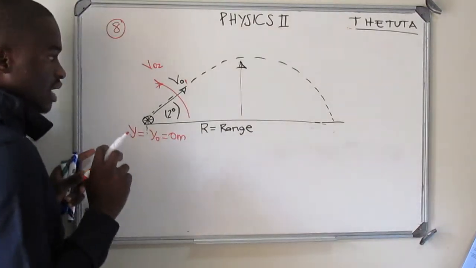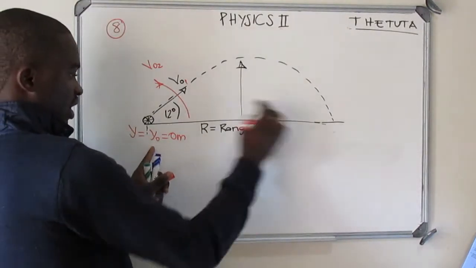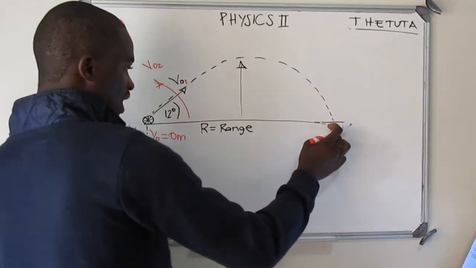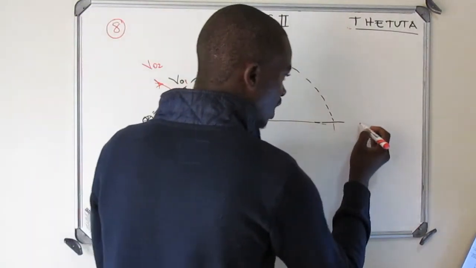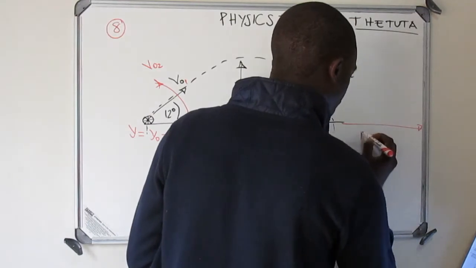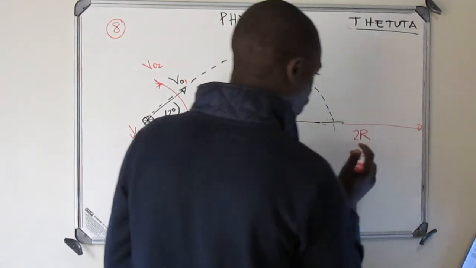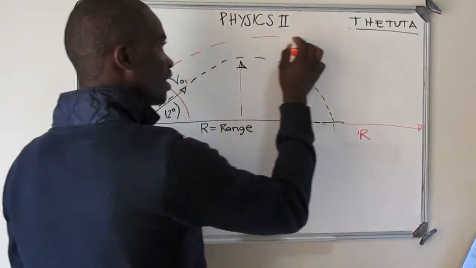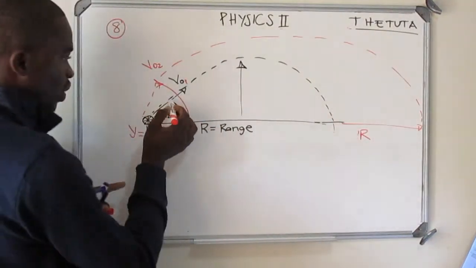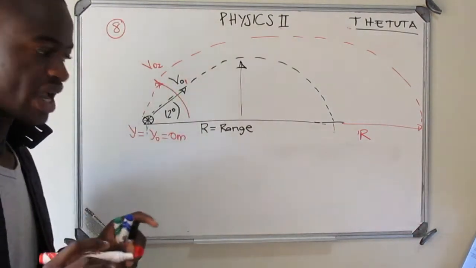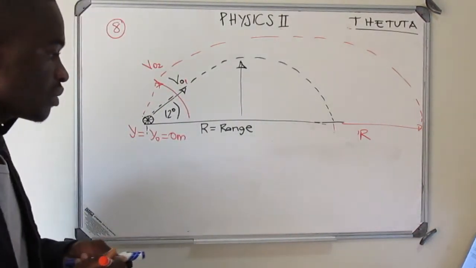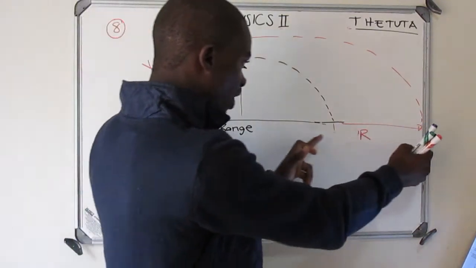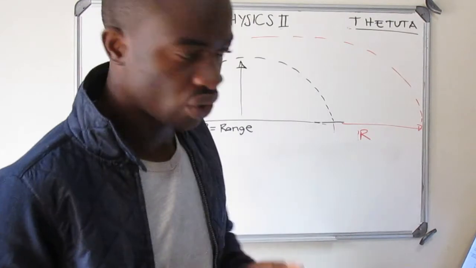Can you see that? So initially, this was our first range. It kicked at 12 degrees and the ball dropped here. Can you see? But now they say the range doubles. It means this range doubles to a specific value. So we're going to have 2R. Okay, so we're going to have another R here, which means we kick the ball again to double our range. So we want to find out at which angle this player can kick the ball. Okay? And as I said, let's first of all solve for one range. Then you understand what happens when you have to double your range.